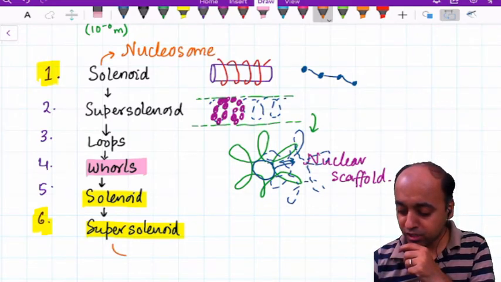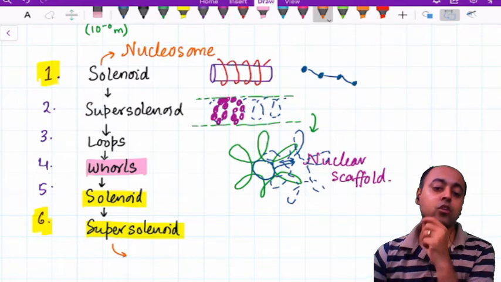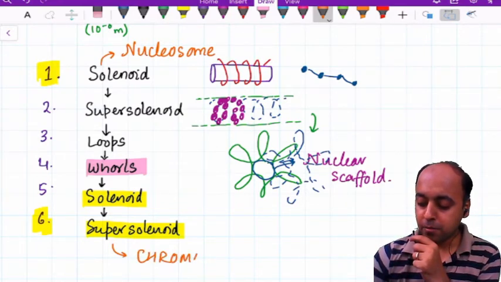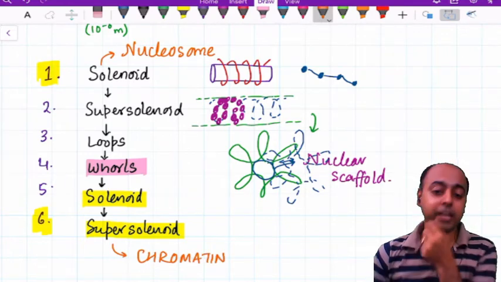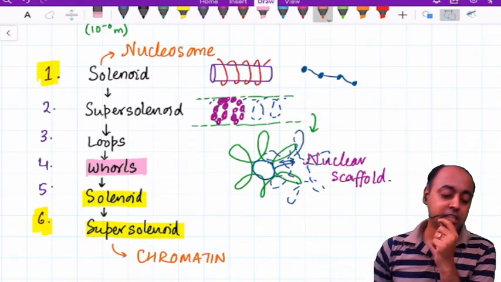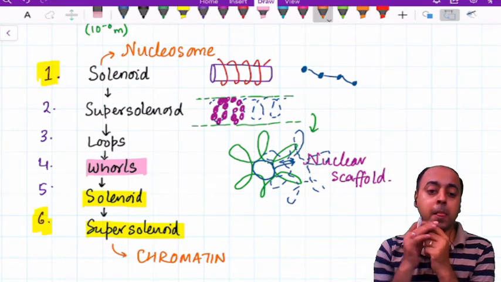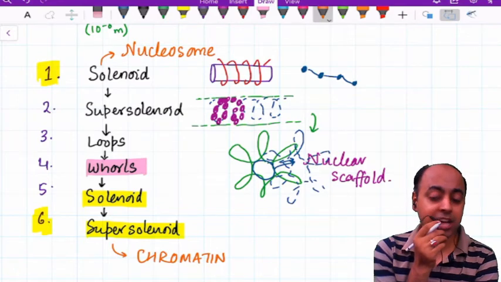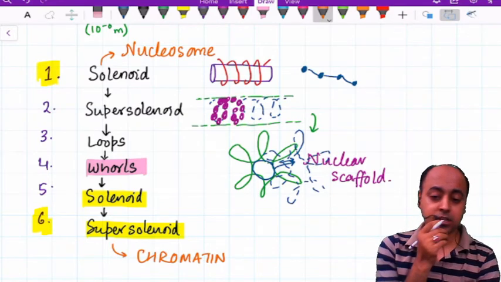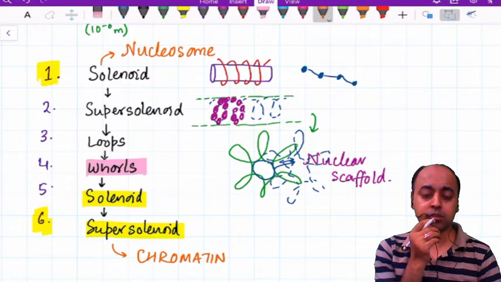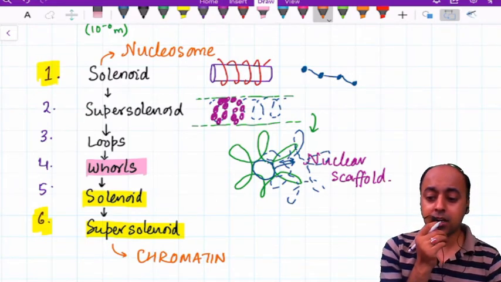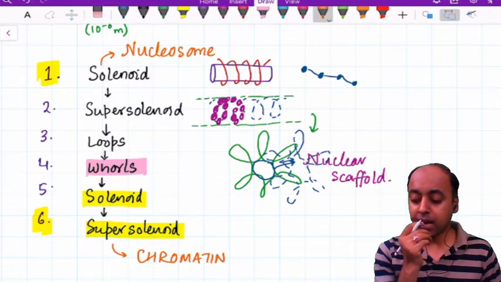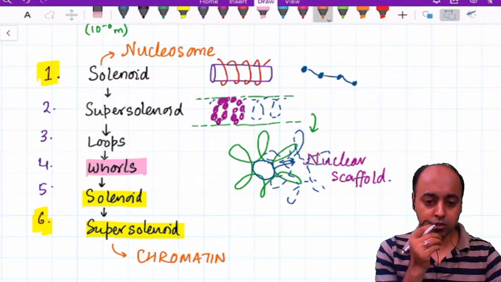And the last level of organization, whether it is the whorl, the solenoid or the super solenoid, is known as the chromatid. The intervening stages have not been given names, they just are compared with the structures that I have mentioned, but the first and the last level of organization have their own names. They are called the nucleosome and the chromatin respectively. And we'll talk about the nucleosome and the chromatin.